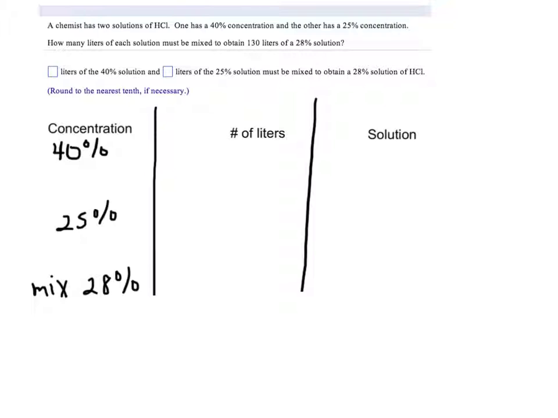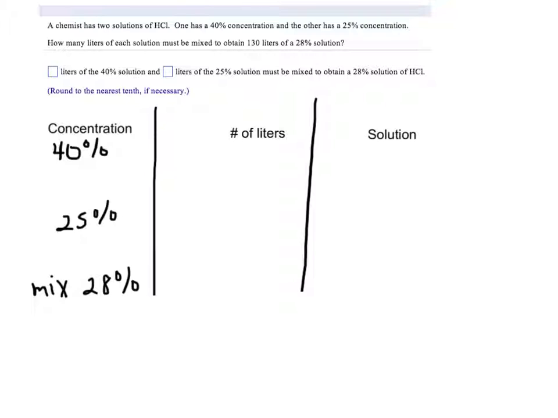The far left column is just my label column, and it is concentration, and I have a 40% concentration solution and a 25% concentration solution, and I am mixing them together to get a 28% solution. My middle column will be my number of liters, and then my last column will be my actual solution.